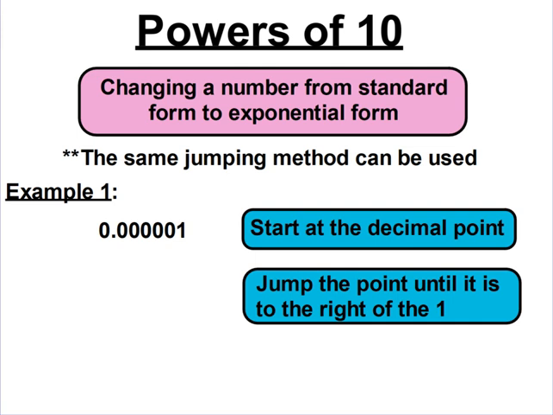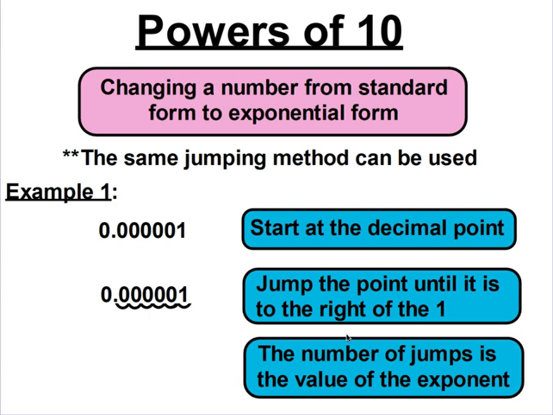All right? So if I jump all the way to the right of the 1, that's going to be 1, 2, 3, 4, 5, looks like 6 jumps. All right, so here's what I'm going to write as my answer. I'm going to have a base of 10. We're doing powers of 10, so the base is going to be 10. The exponent is going to be a 6. We just need to decide whether it's positive 6 or negative 6.